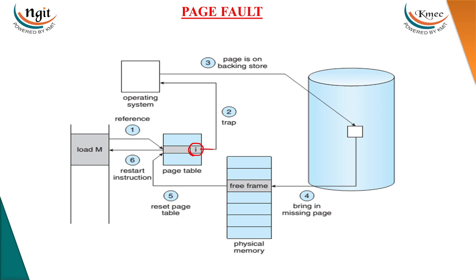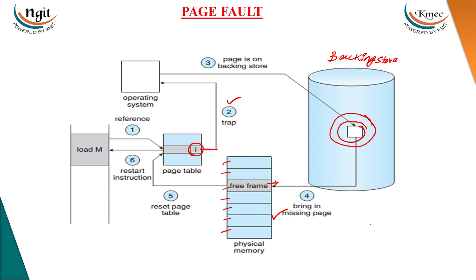So what will happen in the second step? The system will raise an error that is called a trap to the operating system. Now it is the responsibility of the operating system to find the page in your hard disk, that is your backing store, and this particular page will be loaded into main memory. Before loading, the operating system checks if there are any free frames in the main memory. First it will find a free frame.